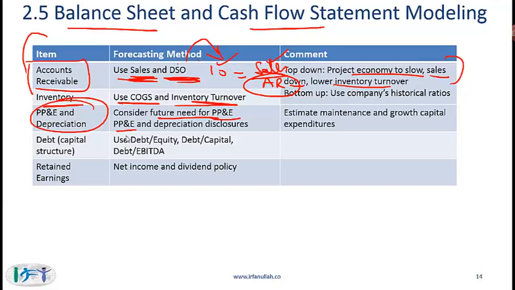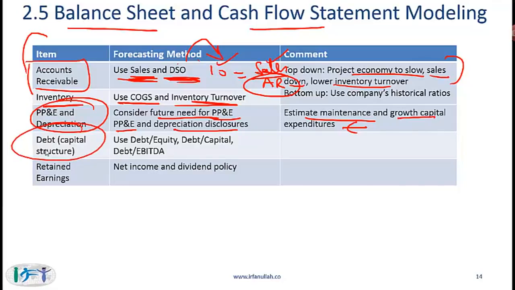So look at the PP&E and depreciation disclosures. Also estimate your maintenance related expenditures versus growth related capital expenditures. Clearly, this is partly an art, partly a science. You need to understand the industry and read the disclosures carefully in order to come up with these estimates. I don't think exam questions can be too difficult here because the information will be given to you. You just need to read it and make sense of it.